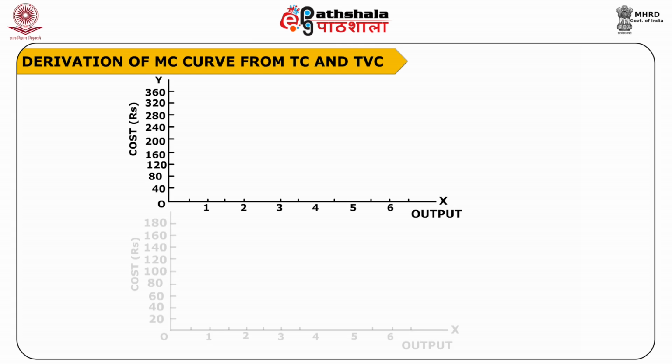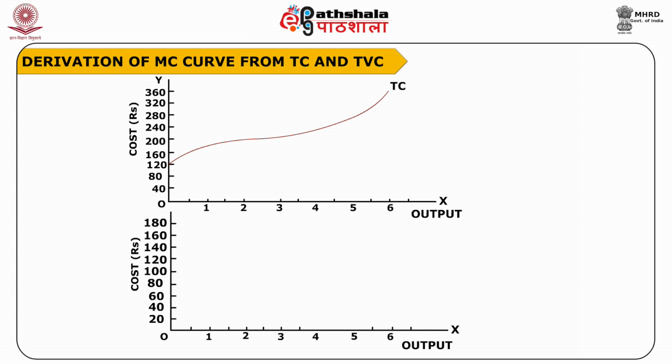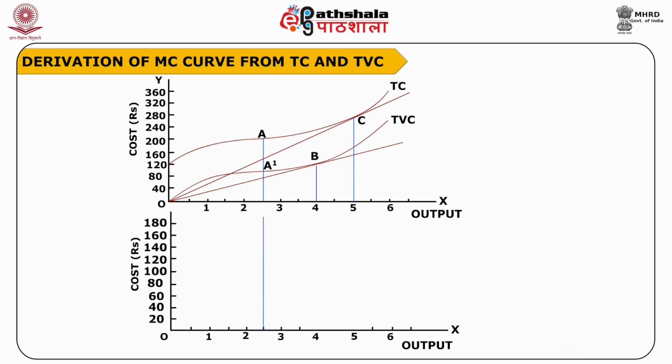Now we will study how to derive MC curve from TC and TVC curve. From the figure, we find that the slopes of the TVC curve and the TC curve are the same at every level of output. Point A and A1 are the points of inflection respectively on TC and TVC. Now, as MC is the change in TC or TVC, we mark the points A, B, and C in the lower panel. Now, by joining these points, we get MC curve.